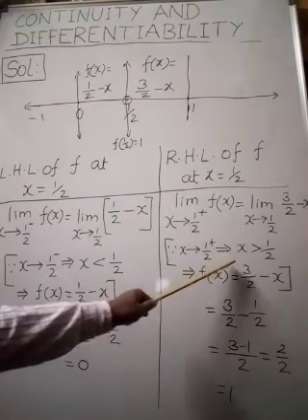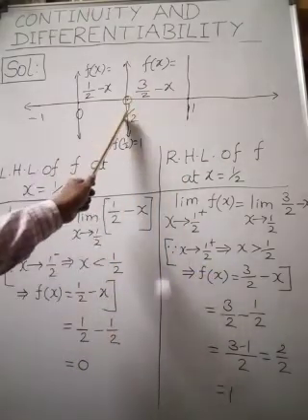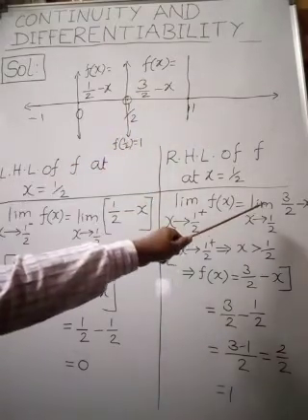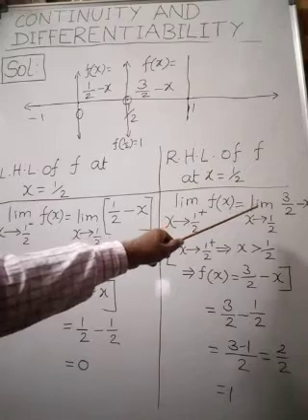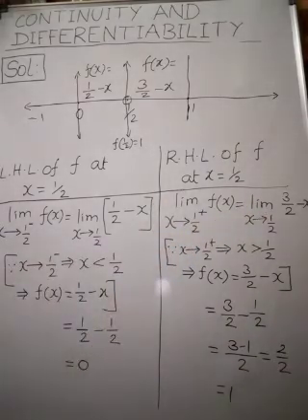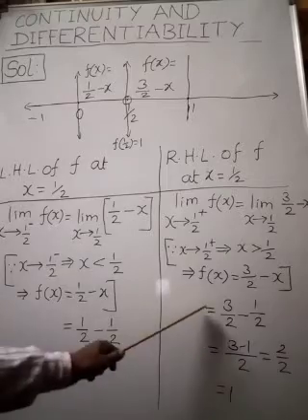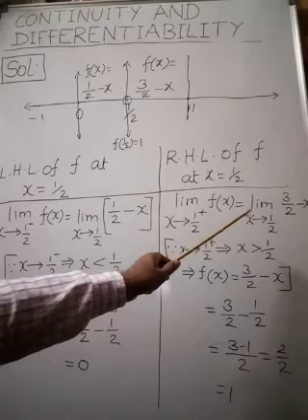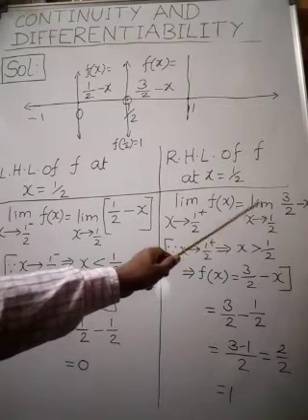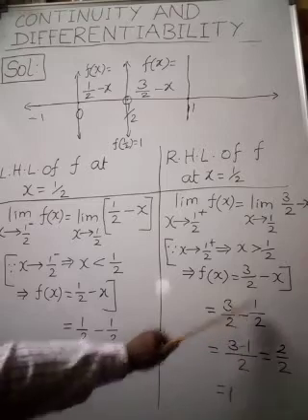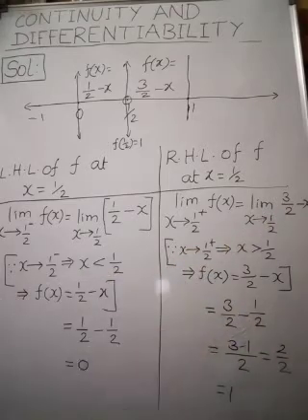If x is greater than 1 by 2, what is f of x? Greater than 1 by 2 and less than 1, 3 by 2 minus x. That is why we wrote 3 by 2 minus x in the place of f of x. Understood this step, my dear children? Right. Now direct substitution method. To find the limit of the function, we use here substitution method. So 3 by 2 minus, in the place of x, we substitute 1 by 2.